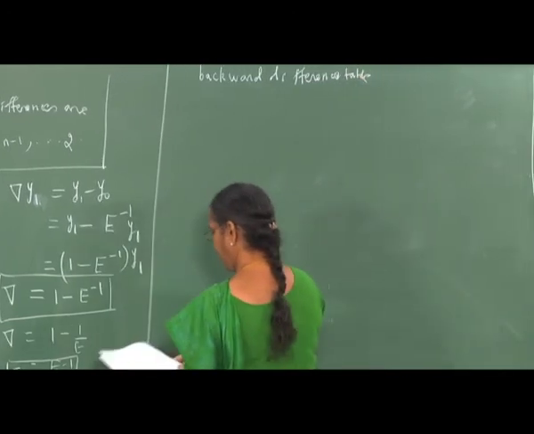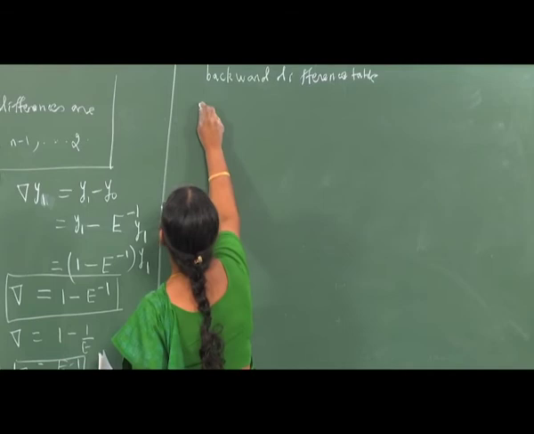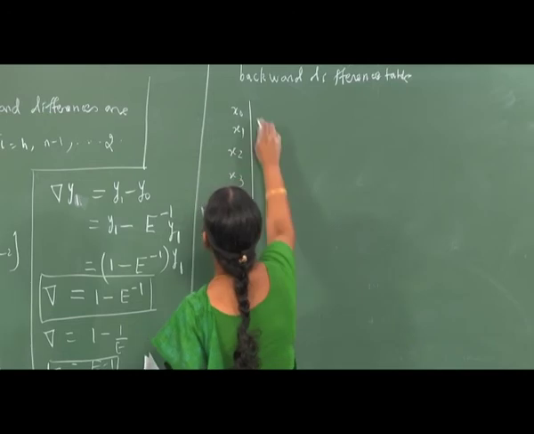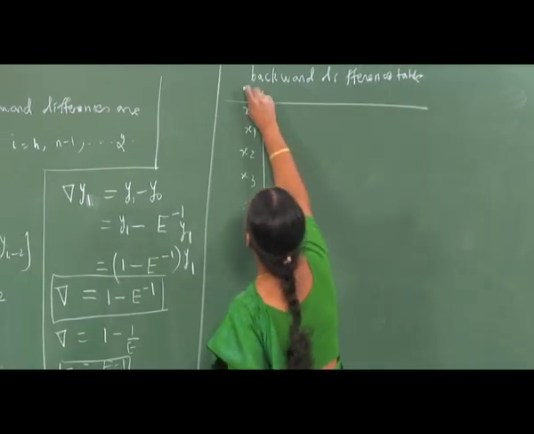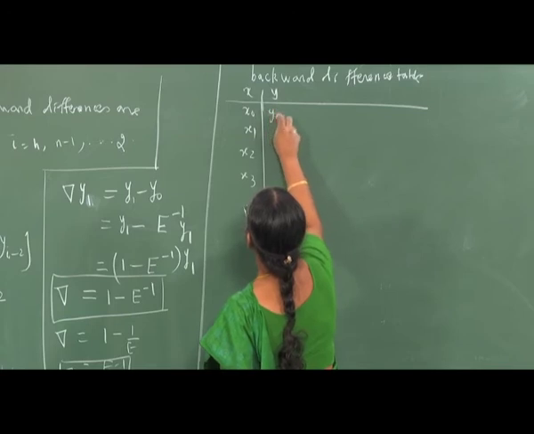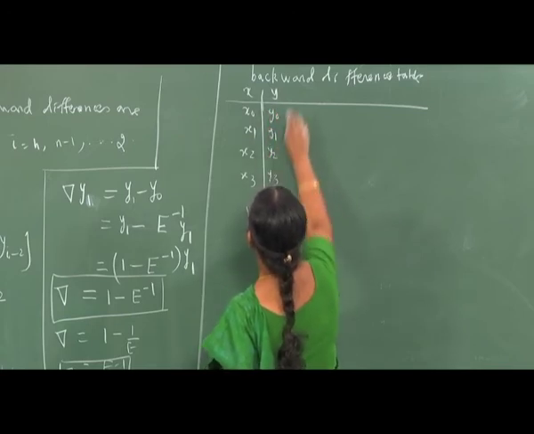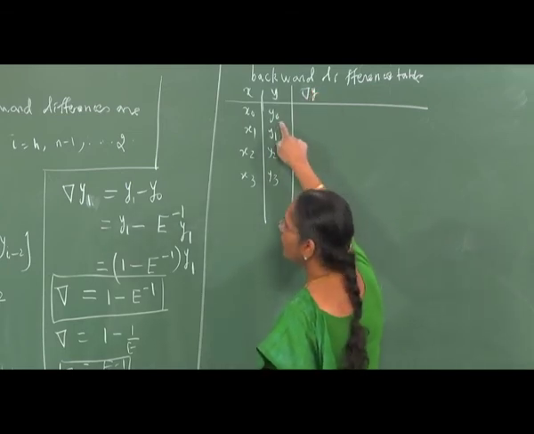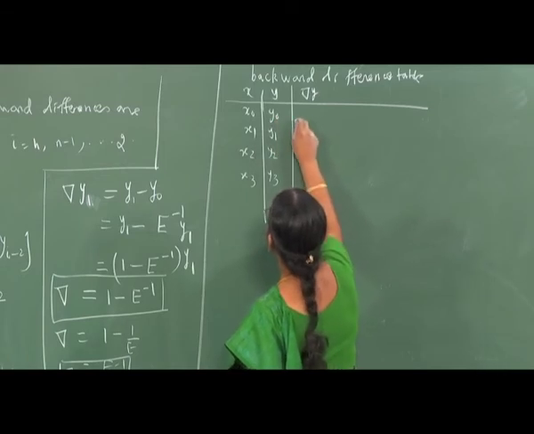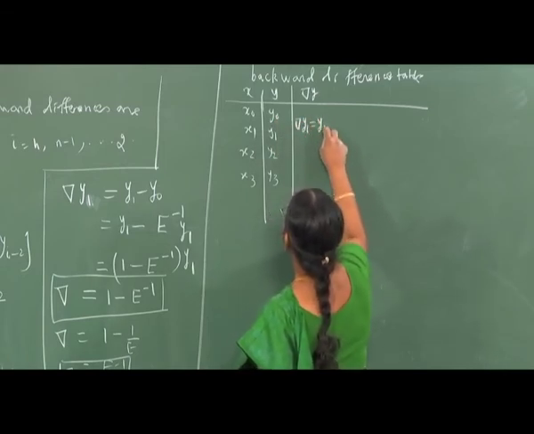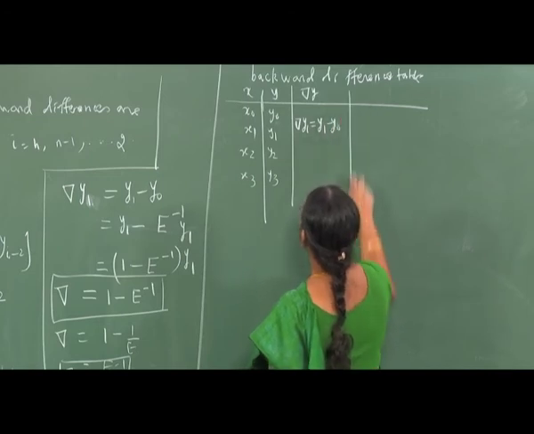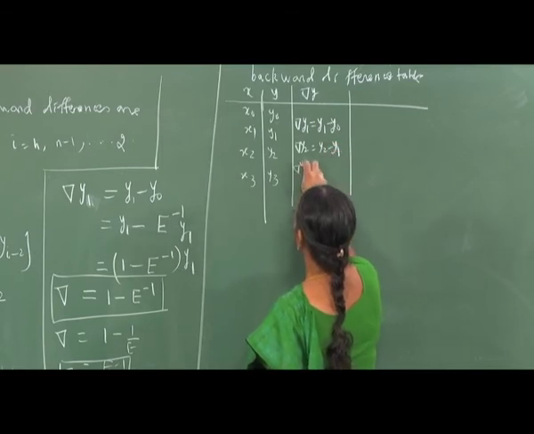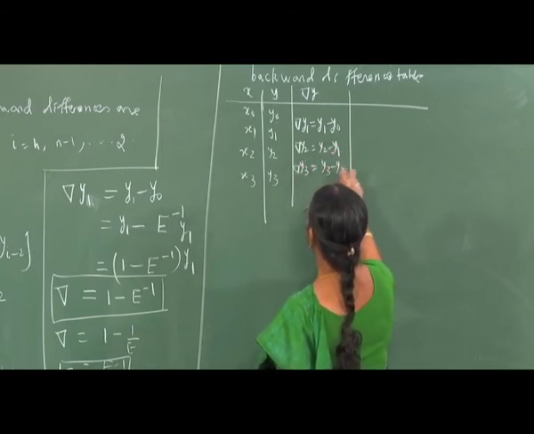So, let us write down the corresponding values x0, x1, x2. Say I take 4 values corresponding to x and y0, y1, y2, y3, and form the first order backward difference. So, I will get backward difference on y1 giving me y1 minus y0. Delta y2 is y2 minus y1. Delta y3 is y3 minus y2.